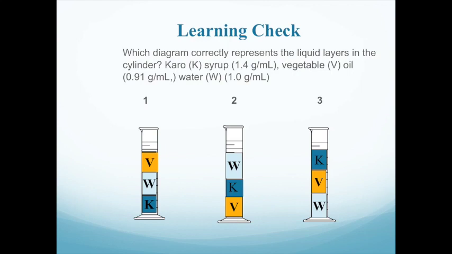So the three options you have: for option 1, you have Karo syrup on the bottom, water in the middle, and vegetable oil on top. For answer 2, you have vegetable oil on the bottom, Karo syrup in the middle, and water on top. And then for option 3, you have water on the bottom, vegetable oil in the middle, and Karo syrup on top. Now, for this question, they should be arranged with the highest density at the bottom and the lowest density on top, meaning that answer 1 with Karo syrup on the bottom and vegetable oil on top is the correct one.